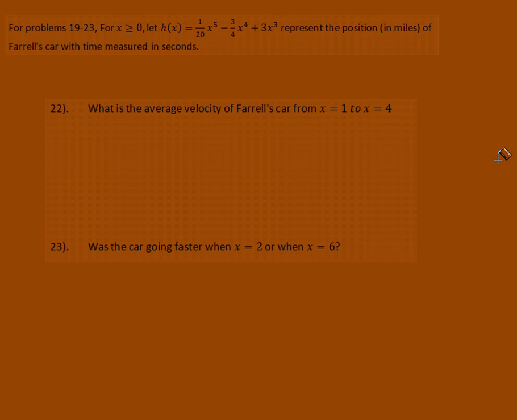Same thing going on. We want to find the average velocity now of the car. So again, average velocity means the same as something right above it. Right above velocity is position. So change in position over change in time. My change in time is from 4 to 1, or 1 to 4 I should say. So I should be looking at the function at each of those points as well. H of 4, H of 1.